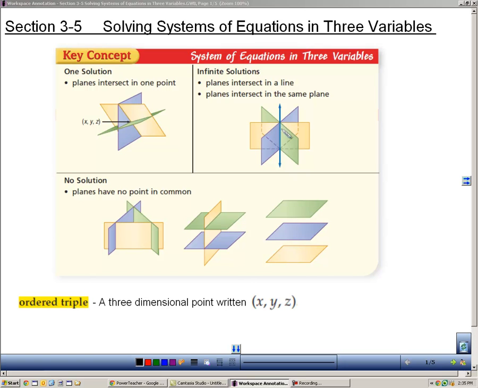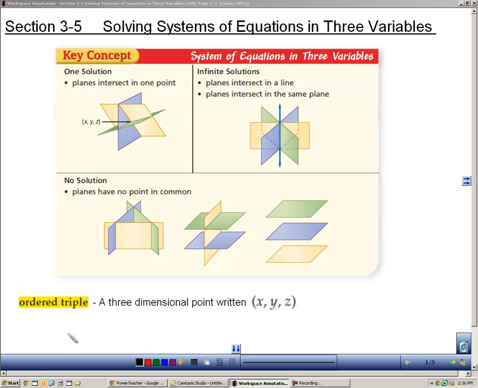They could intersect in a line, which would have infinite solutions, or those three planes could be right on top of each other. They could all be the same plane, and those would have infinite solutions. And then those three planes could touch not at all. They could look like this, or two of them could be parallel and touch the third, but all three of them have to touch, or they could all be parallel to each other and they never touch at all. These are the three possible solutions for a system of equations that has three variables.